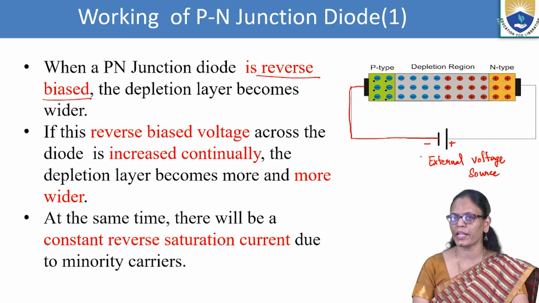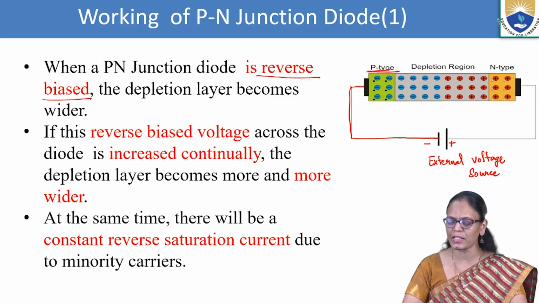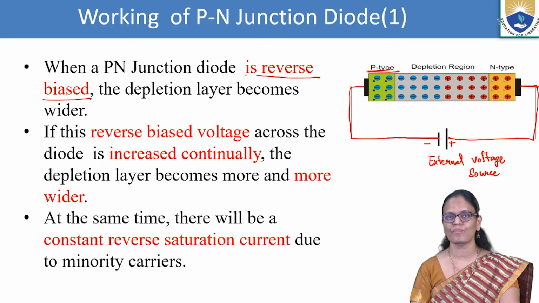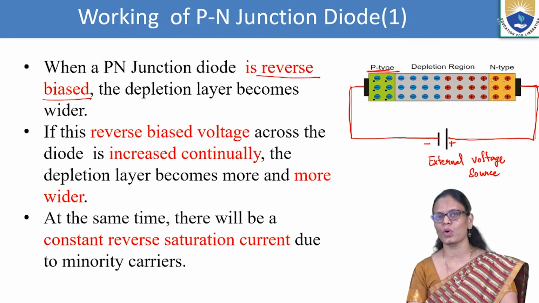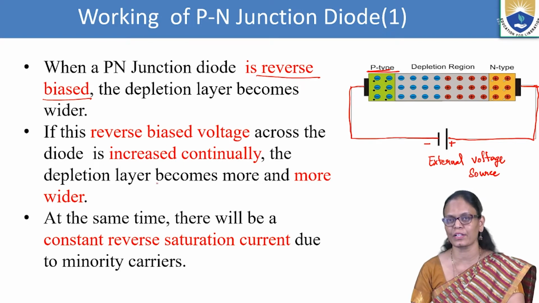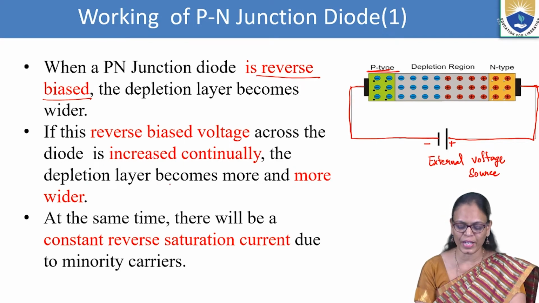So how are we connecting in reverse bias? P type connected to the negative and N type connected to the positive. So this is what we call reverse bias. So in reverse bias, what happens? Across the diode, when the reverse bias voltage is increased continuously, the depletion layer becomes more and more wider.